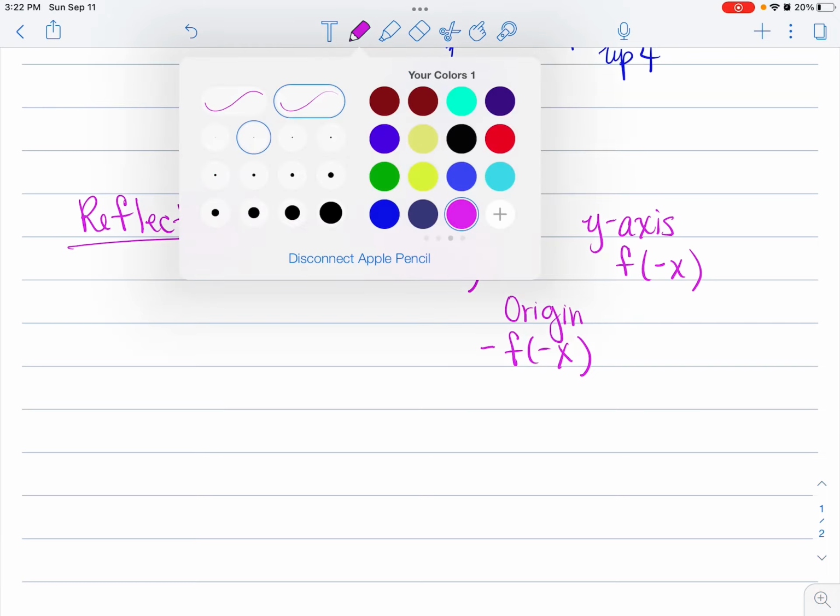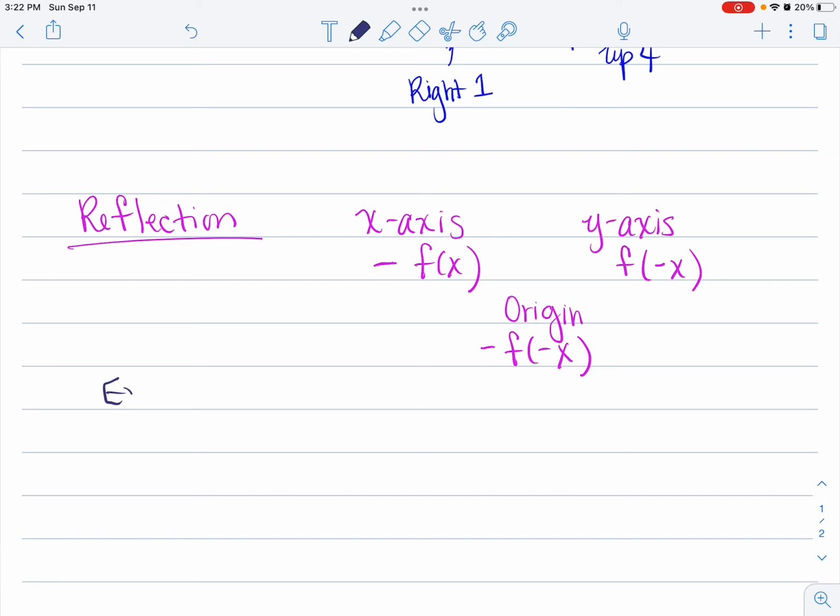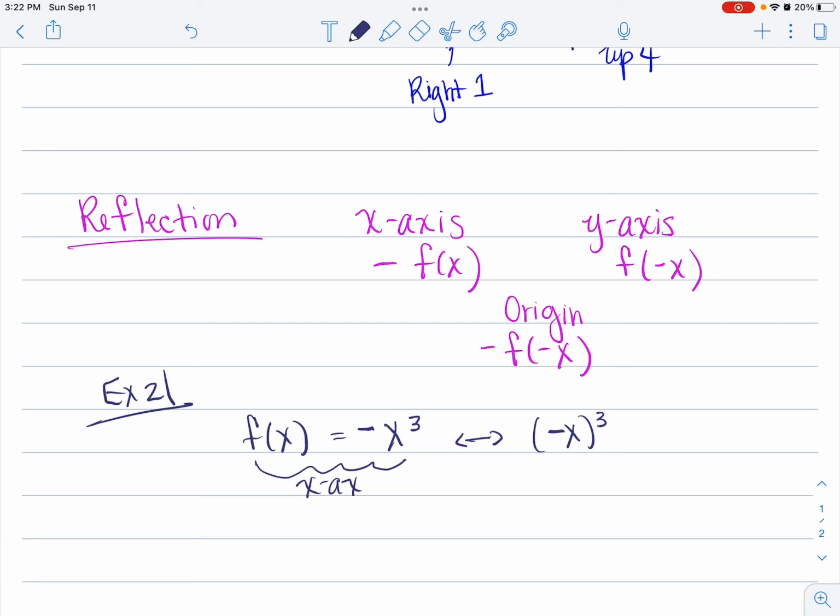Okay, so an example, of course, for just continuing to use the cube function as my parent function. Like if I said f of x equals negative x to the third power, see how that's not in parentheses? So negative x to the third power and negative x to the third power, these two are different. Here it's on the whole function. Here it's only on the value of x. So this particular function, like this one right here, would be a reflection over the x-axis.